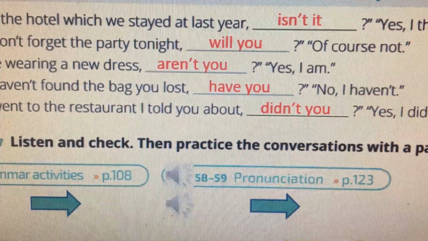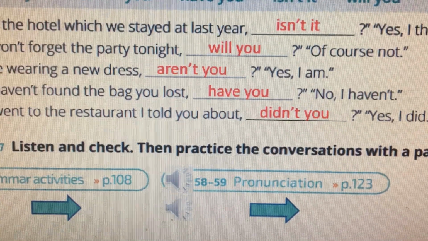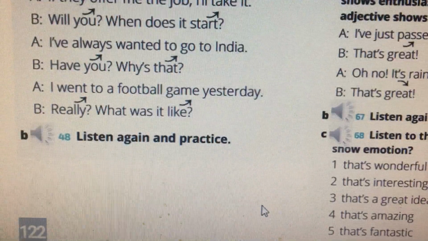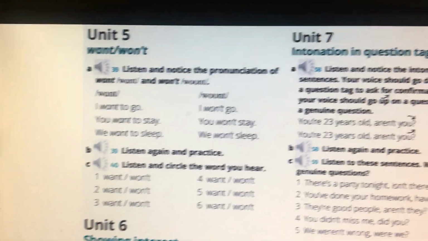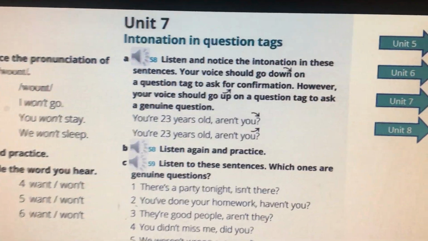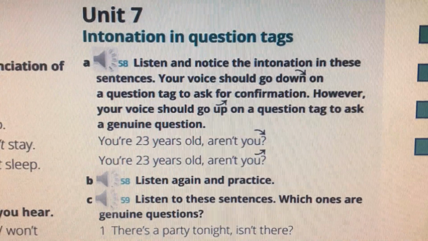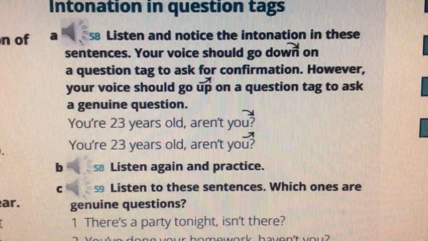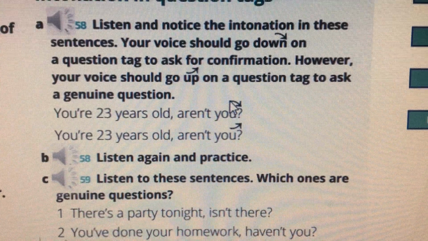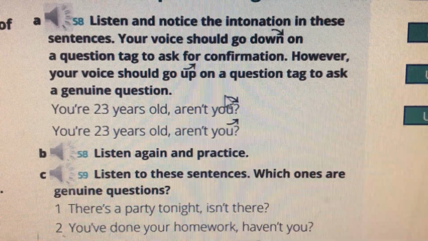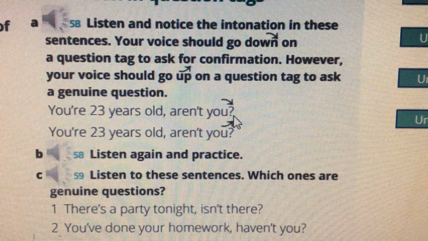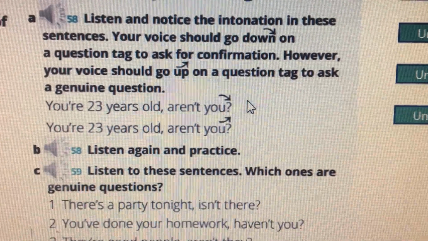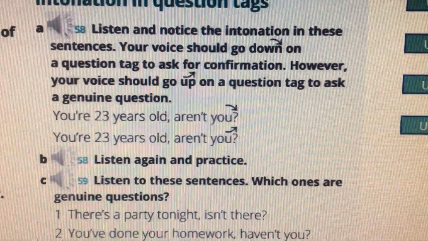Let's end it off today on page 123. Pronunciation. And we're on Unit 7, question tags. When the voice goes down, we're asking for a confirmation. When the voice goes up, we're asking a real question. Okay, listen.